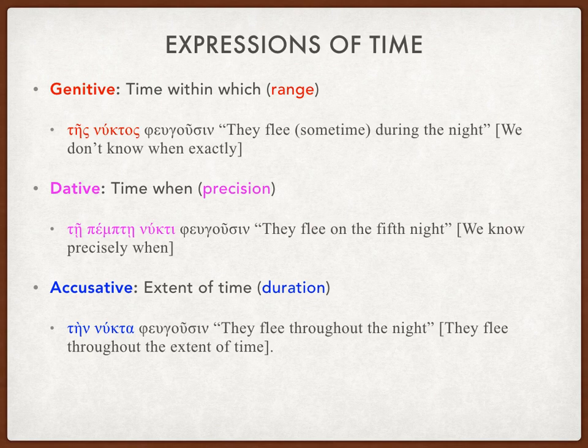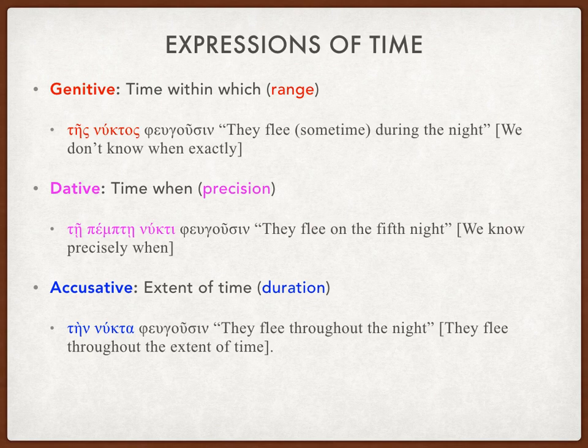The genitive, when it comes to time or space, this also works in a physical space sense, is used to express range or time within which something happens. So for example, if I have in a sentence, "tes nuktos pheugousin," I would translate that as they flee sometime during the night. I don't know when exactly during the night. It could be early, maybe early in the evening. It could be at 3 a.m. It could be right before dawn. The genitive of "tes nuktos" tells me I don't know exactly when.